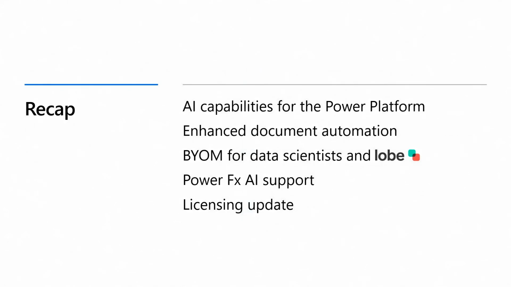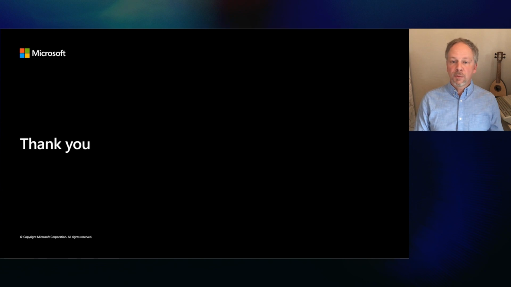So just to recap what we've talked about, we talked about new AI capabilities for the Power Platform, especially enhanced document automation. We talked about bring your own model for data scientists and for Lobe. And we talked about new ways of using AI within PowerFX and PowerApps. And we told you about a licensing update that makes it easier for more people to get started with AI faster. We invite you to start exploring AI Builder today.